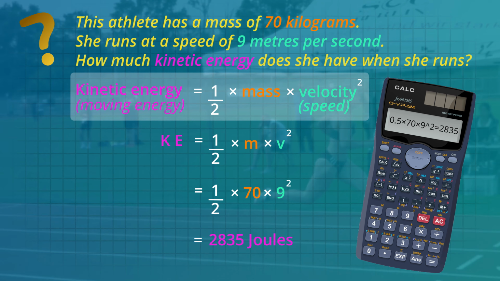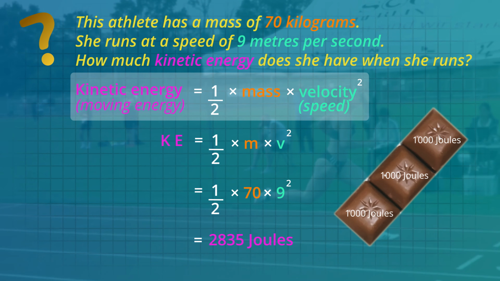To put this in perspective, eating 1 bar of chocolate gives a person about 1,000 joules of energy. So this athlete uses the energy of nearly 3 chocolate bars during this race.